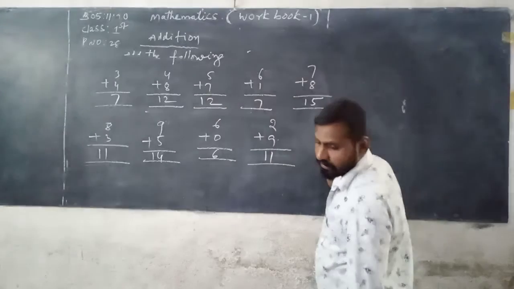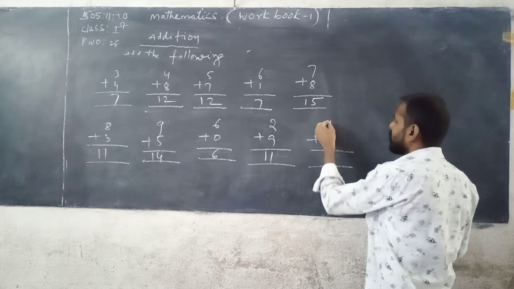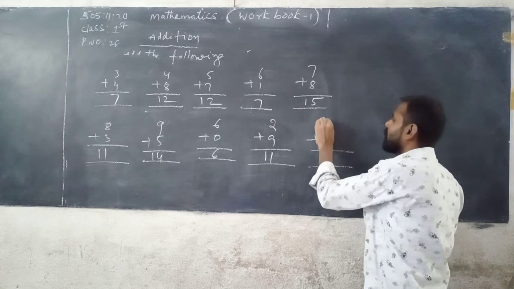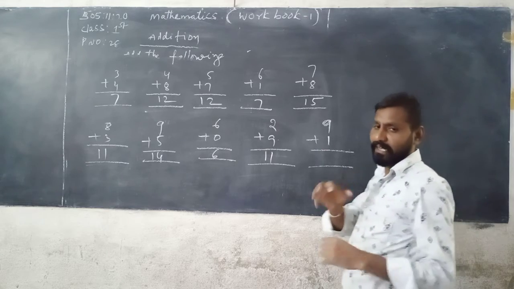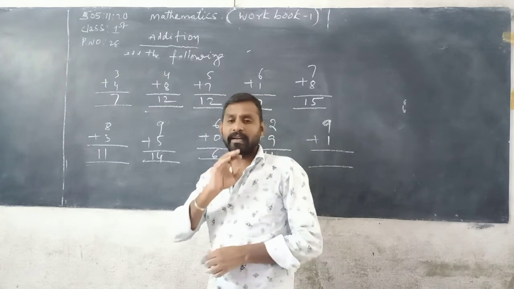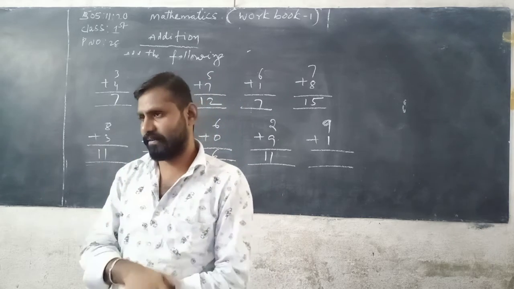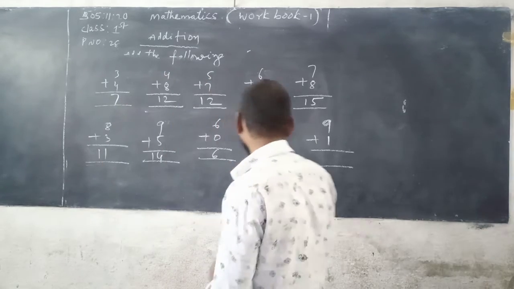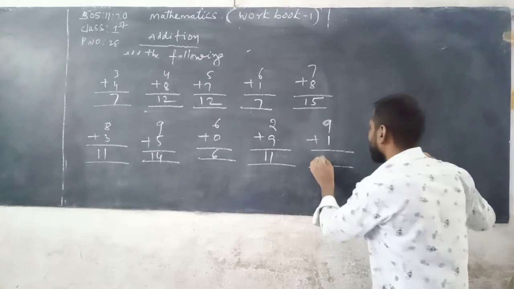Next, 9 plus 1. Keep the bigger number in your mind and take 1 finger in your hand. But there is one logic here: when 1 is added to any number, you get the next number. See, 1 is added to 9. 9 plus 1 you get 10, the next number after 9.